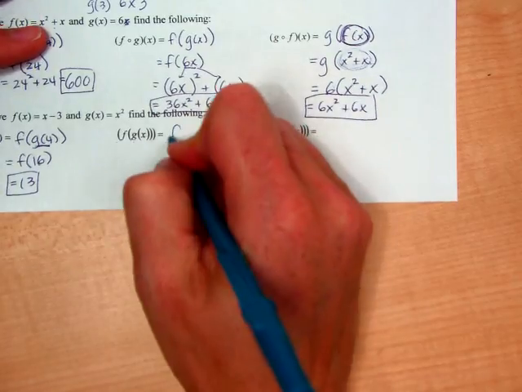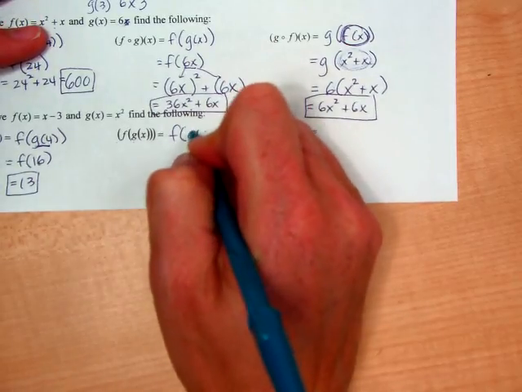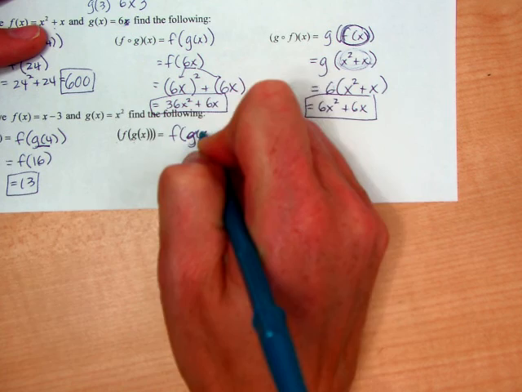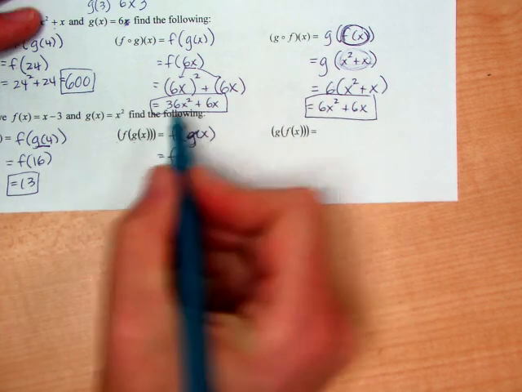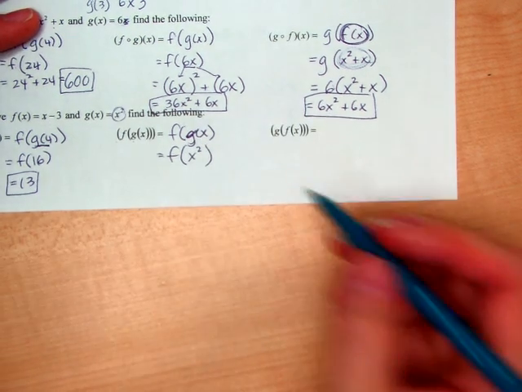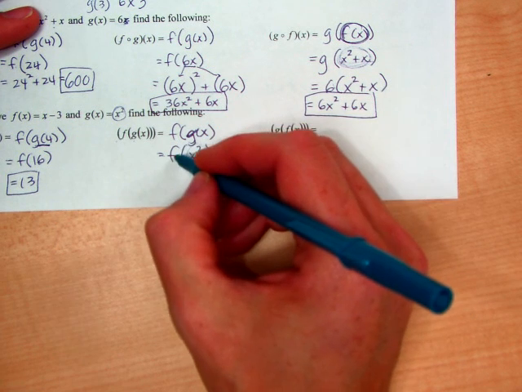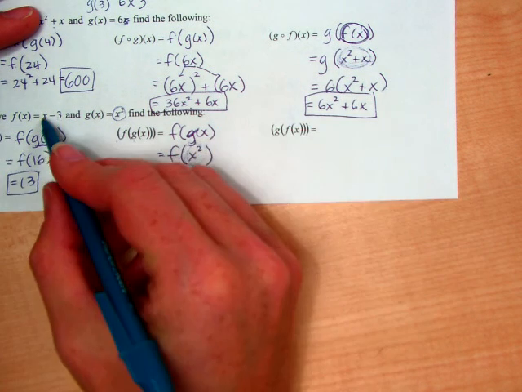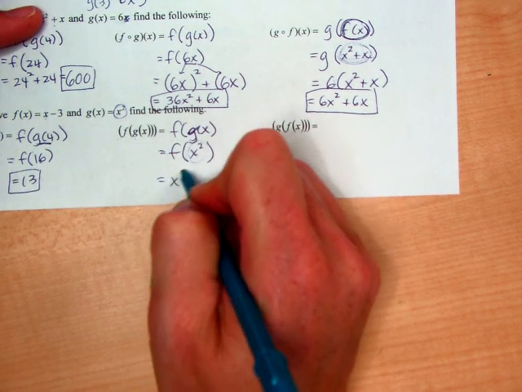Next one is f of g of x. Oops, I just repeated what I wrote. Sorry. F of, and then g of x is x squared, so I'm going to put that right there. And then this is what's going to go into f. So wherever there is an x in f, that's what I'm putting there. So this will be x squared minus 3.